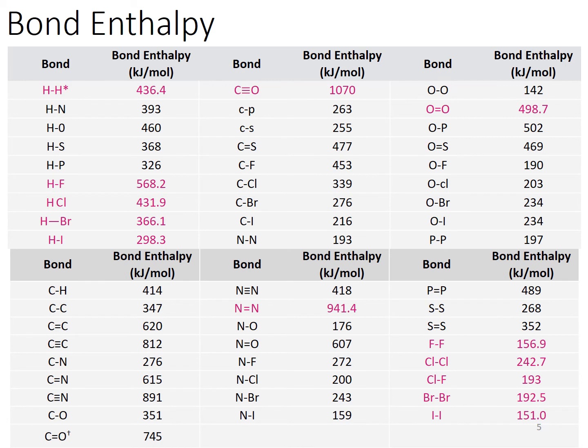Here's a table of bond enthalpies. You have it on the back of your periodic table. I know this one's slightly different and it may have values that are slightly different than what yours say on the back of your periodic table. No big deal. Like I said, these are averages, so they are approximations. Different bonds will be slightly different in energy depending on their certain chemical environment. So these are approximations.